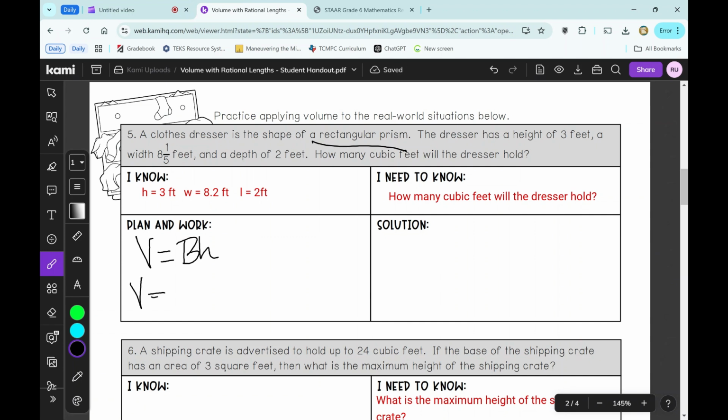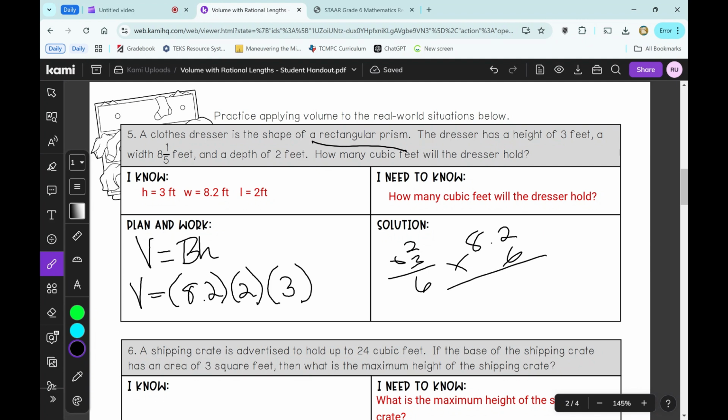Volume is equal to, let's say, 8.2 times 2, and then we multiply that by 3. So once you find all of that, we know that 2 times 3 is 6. So then 8.2 times 6 will give us our answer. 6 times 2 is 12. Then we have 8 times 6, which will give us 48, plus one more will be 49.